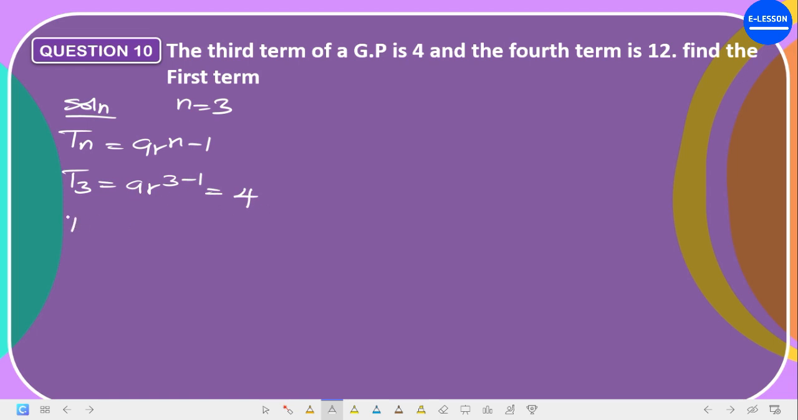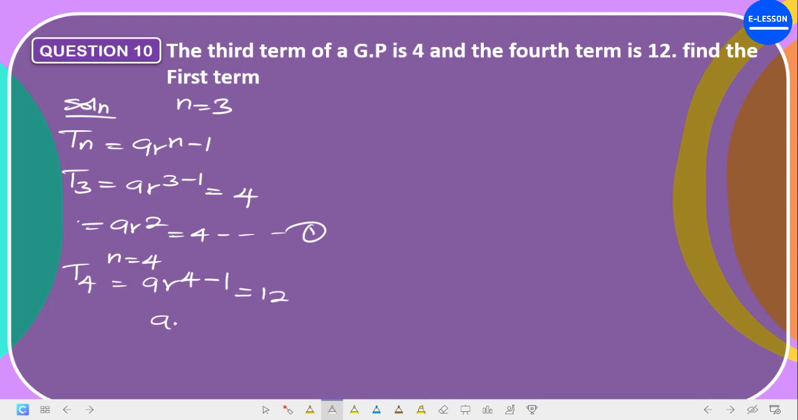So this gives us 4, or we can neglect this T third now. This is equals to a r to the power of 3 minus 1, which is what? 2, equals to 4. This is equation 1. Now the next one says, and the fourth term is 12. Now the fourth term is T4. Using Tn is equals to a r to the power n minus 1, if they say fourth term, it means our n is equals to 4. A r to the power 4 minus 1, and that is equals to 12.